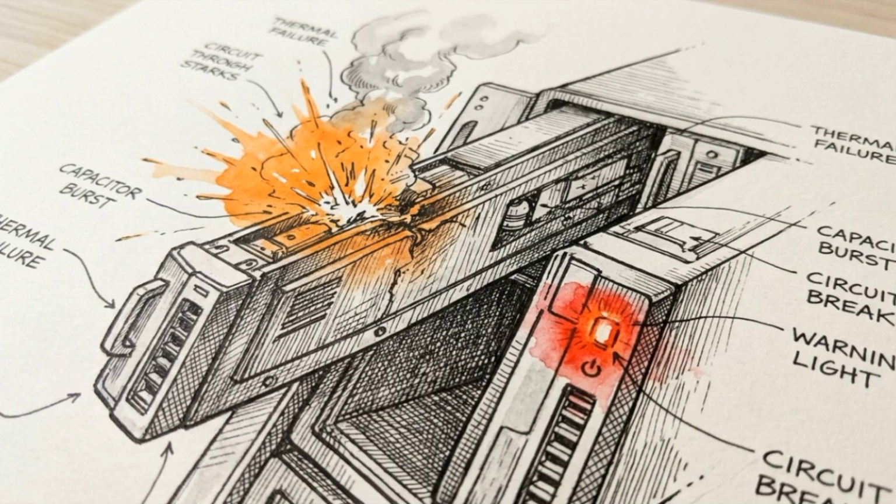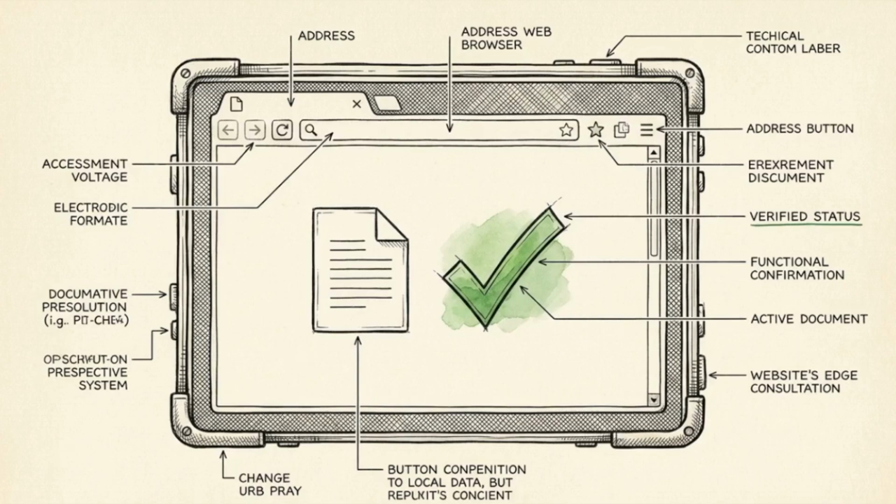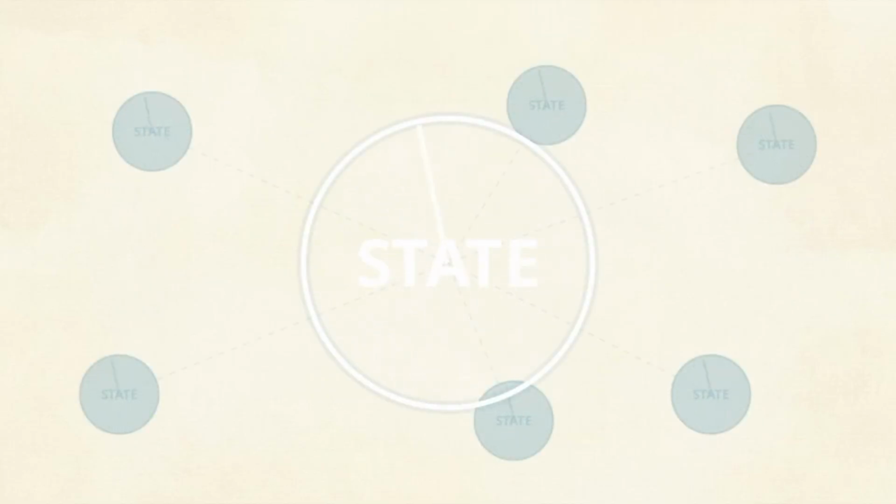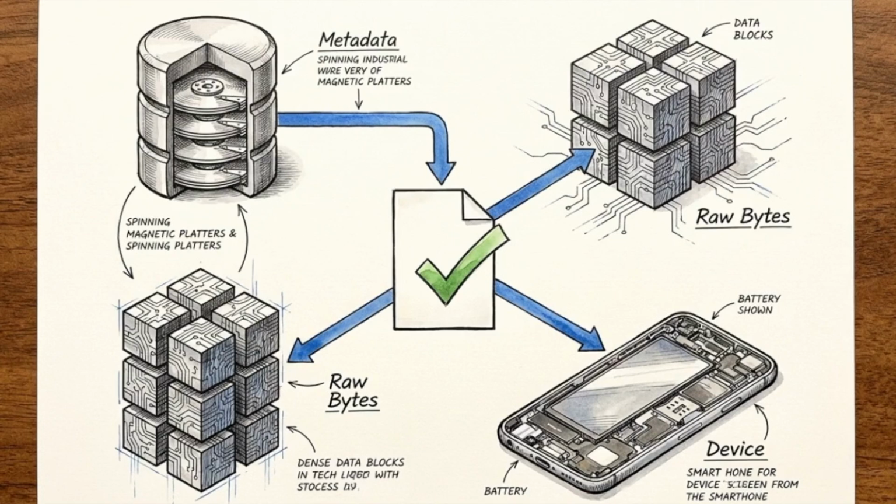To maintain this illusion of simplicity, the system must account for network latency and hardware failure, masking these infrastructure realities from the user interface. This architecture functions as a distributed state machine, designed to force metadata, raw bytes, and remote devices to converge on a single truth, even when the underlying hardware fails.